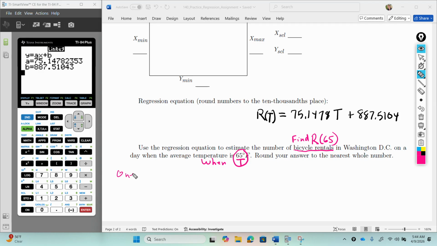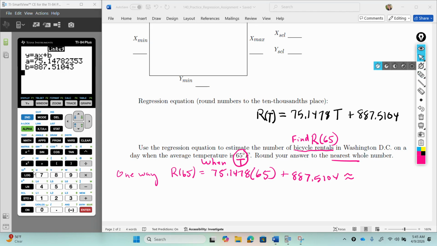One way you can do this is just to do it directly using this formula that you got to 4 places. And so wherever there's a T, I'm going to replace that. So it's going to be 75.1478 times 65. So this is R evaluated at 65. And then it says to round your answer to the nearest whole number. Okay. And then I'm just going to do that directly.